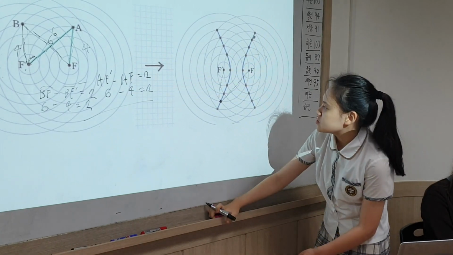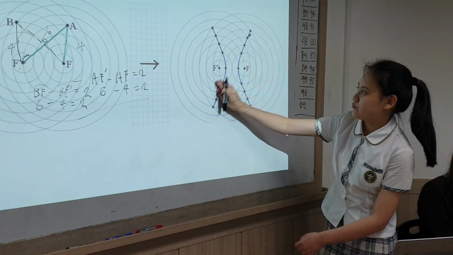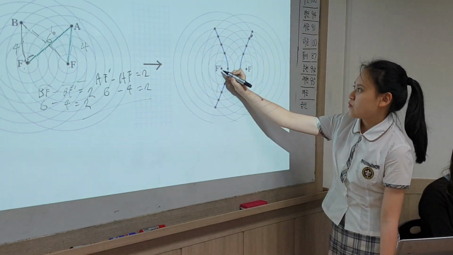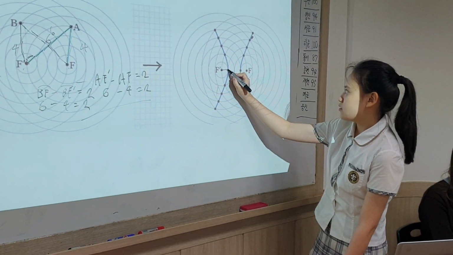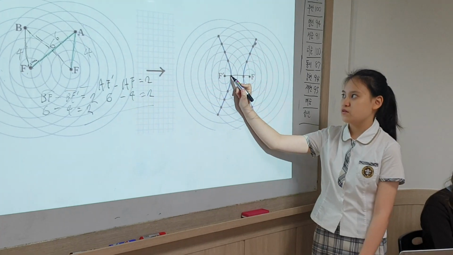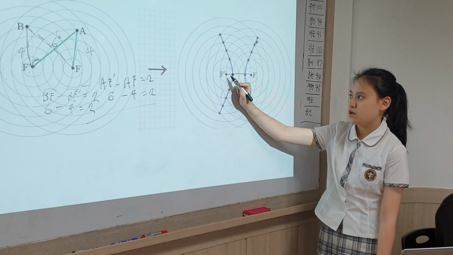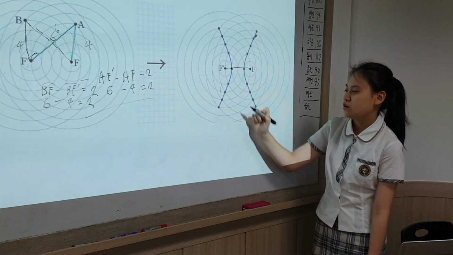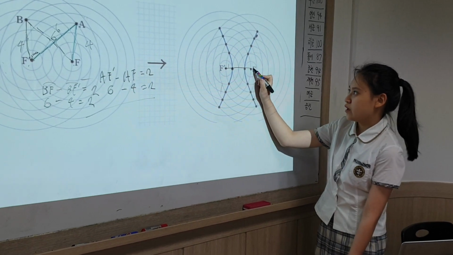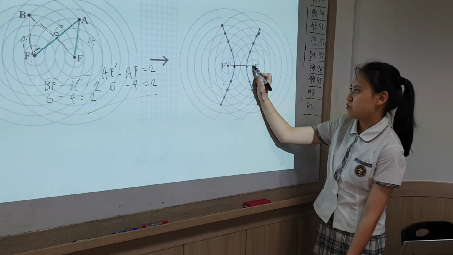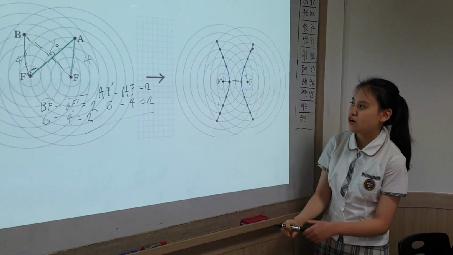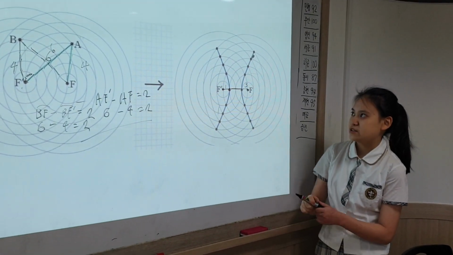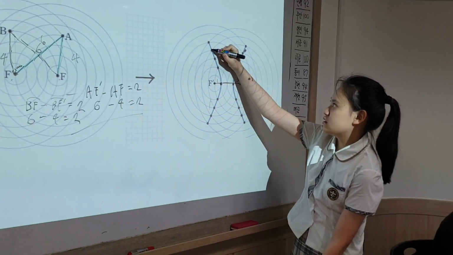Let's see the origin now. I'll erase this for your convenience. Let's compare this dot with this and that. First of all, the distance between this point and F prime will be 1, and the distance between this point and F will be 1, 2, 3. 3 minus 1 equals 2 as well, which perfectly satisfies this pattern.